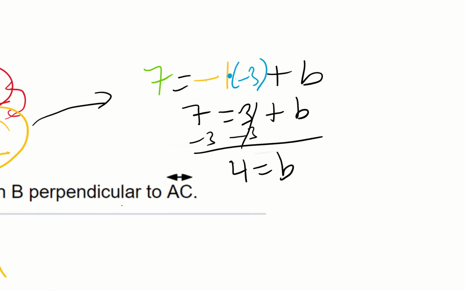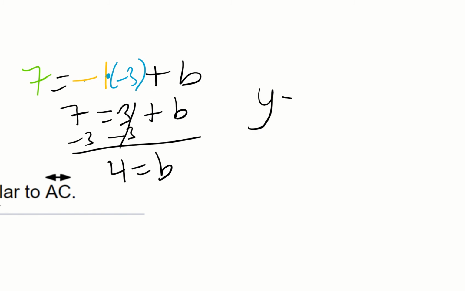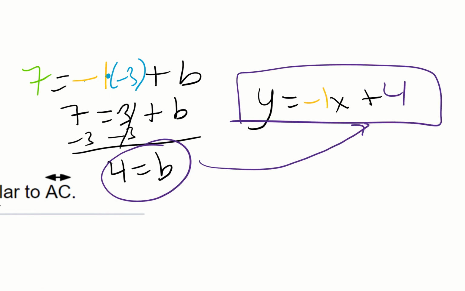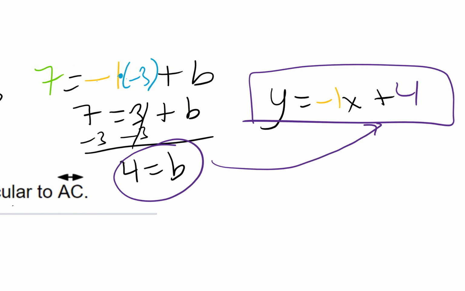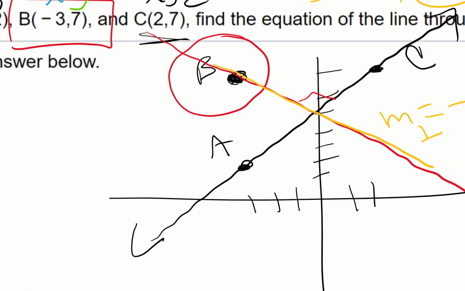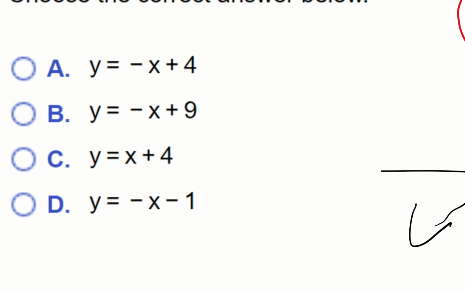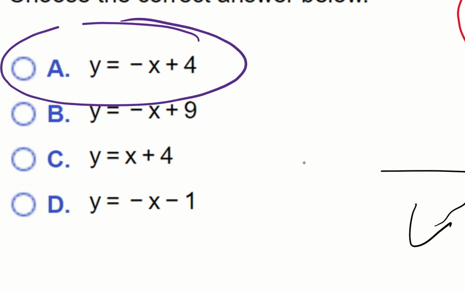Now we can plug that into y equals mx plus b, and that's the equation of my line: y equals negative 1x plus 4. If we look at the answer choices, it looks like it's this one, negative 1x plus 4. There's an invisible 1 there, which we don't really need to write, so it's just negative x plus 4.